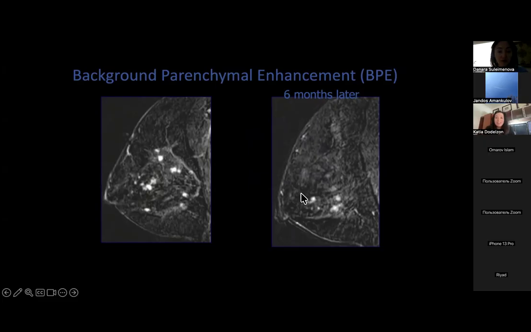But you can see that 6 months later, all of these are gone, but similar appearing new masses are in a different area, again, scattered. So you see areas of waxing, waning, similar appearing background parenchymal enhancement over multiple serial exams, if you have them. And that is another sign of benignity of just normal background parenchymal enhancement.